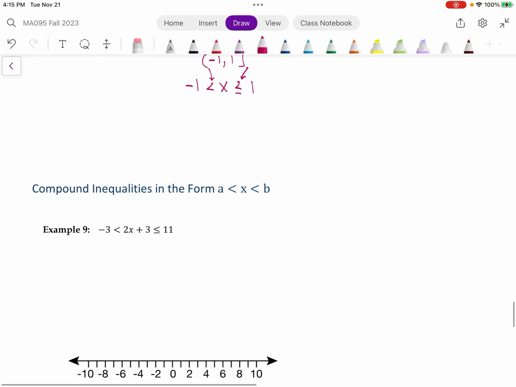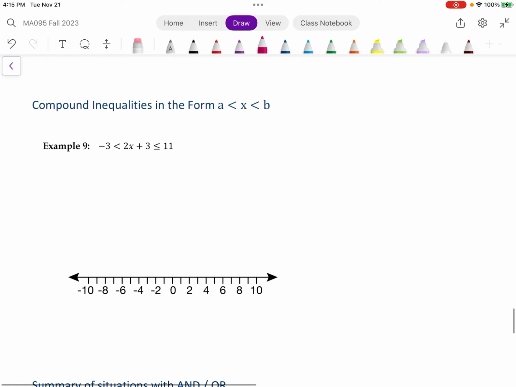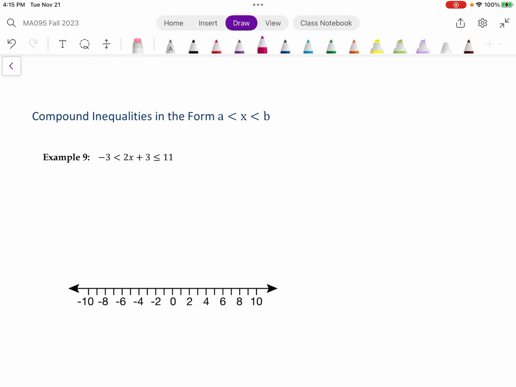Okay, moving on. So one more problem. Compound inequalities of this form I've been showing you: a is less than x is less than b. Be careful, these always face that direction because you're going from smallest to biggest. Smallest to biggest, left to right.